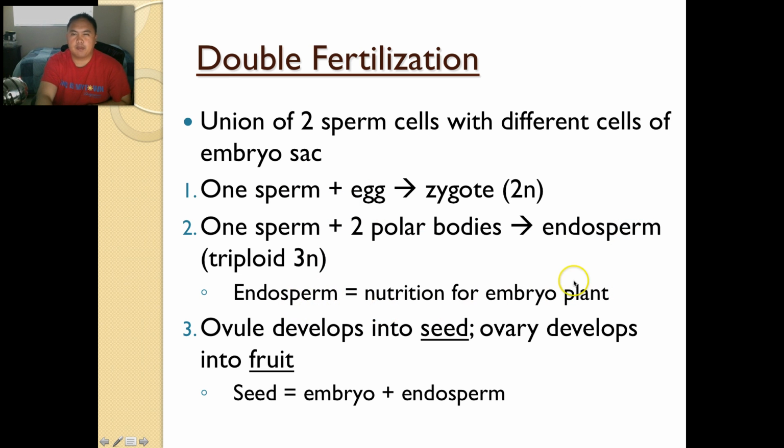An endosperm, you may be wondering, like, why do we make an endosperm? Why don't we just make this zygote? It gives nutrition for the embryo. The ovule, if you remember, then develops into the seed, and the ovary develops into a fruit.